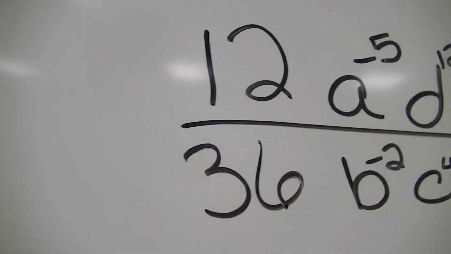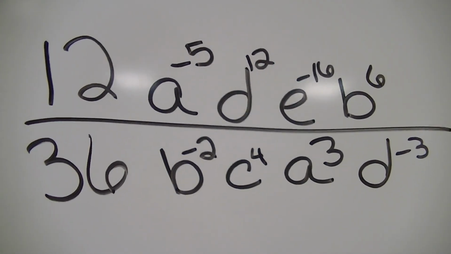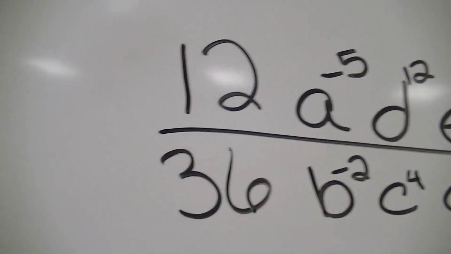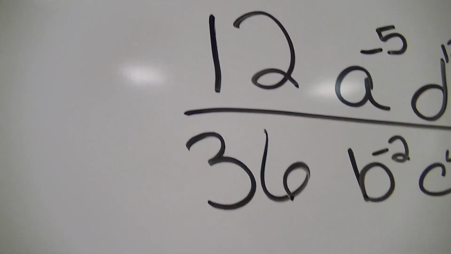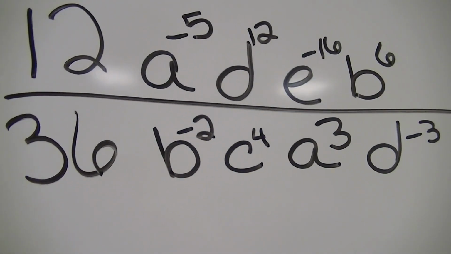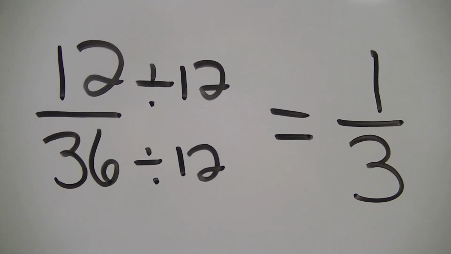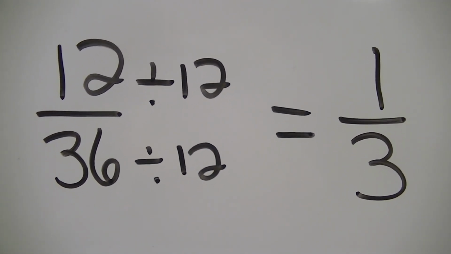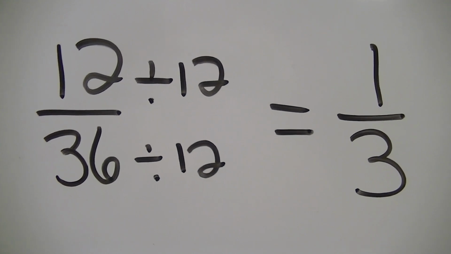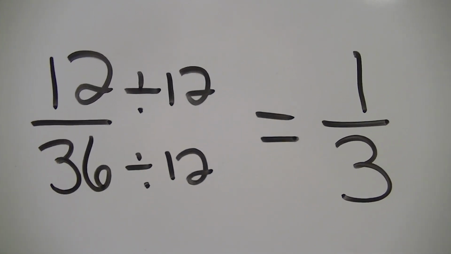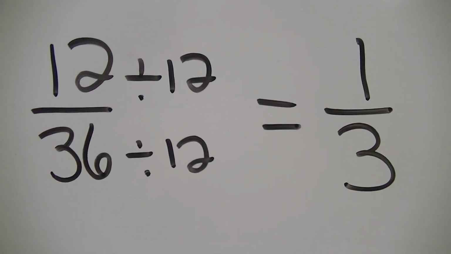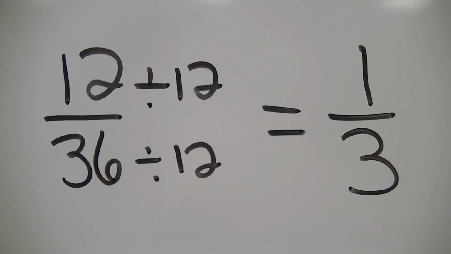First, let's look at our numbers. We got all these numbers with exponents, but let's just look at the numbers 12 and 36. What do we know about that? Is there a number that goes into both of those? Yes, there is. In this case, 12 goes into both of them. 12 goes into 12 one time, and 12 goes into 36 three times. So that big scary thing really reduces to 1/3. 12 over 36, same as 1/3.